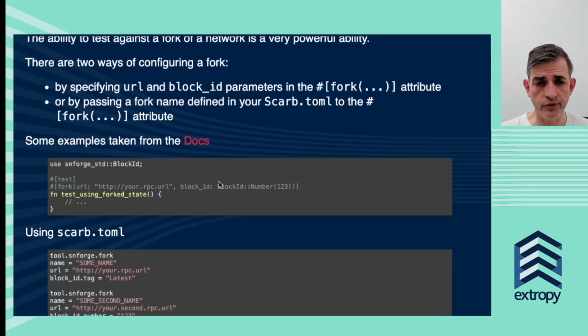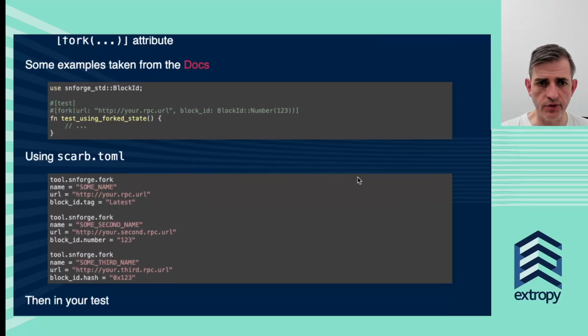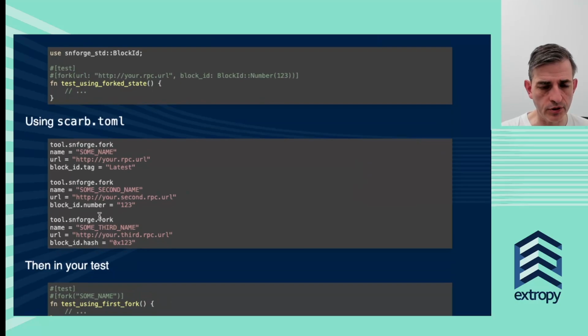So we've got some examples there taken from the documentation, so you can see how to put those details into the file. As you see, once you've got those in your TOML file, then in your tests you can use the attribute along with the name of the fork, so that you can test it against different forks.